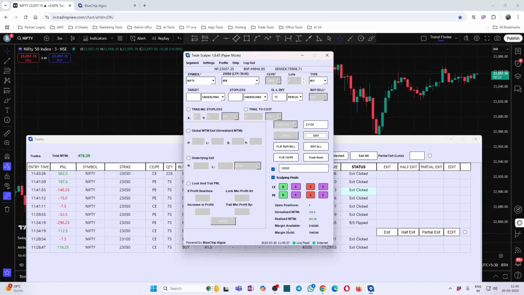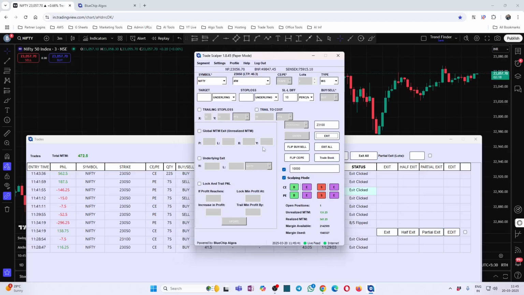And then the last one is, we also have given available margin and used margin. So you don't need to go to your broker and check what is the available margin, can I take another position or not. You have both available margin and then the used margin as well. So these are like 6 or 7 features we have introduced.